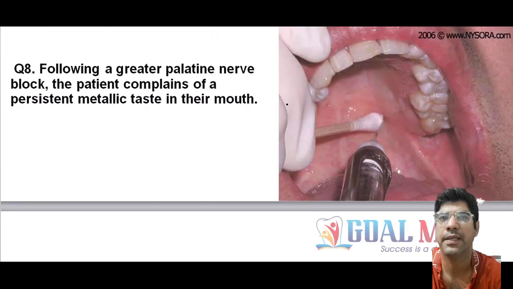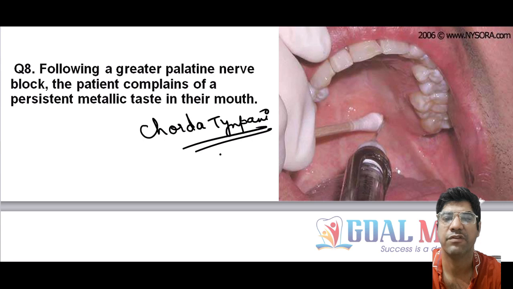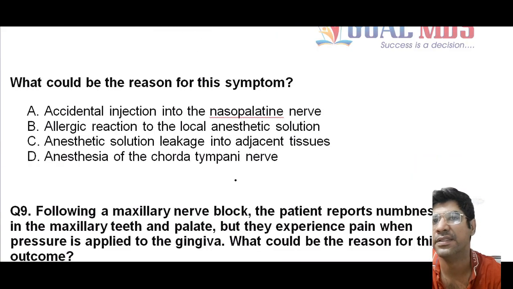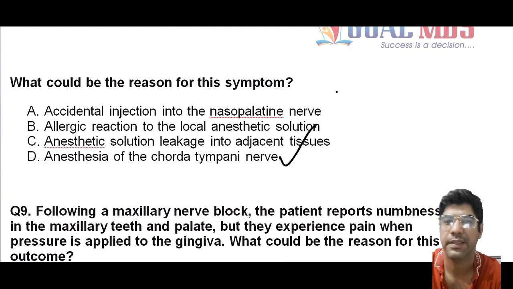Following a greater palatine nerve block, the patient complains of a persistent metallic taste in the mouth. Persistent metallic taste after a greater palatine nerve block suggests anesthesia of the chorda tympani nerve. It is a branch of the facial nerve that provides sensation to the anterior third of the tongue, including the taste of metals. So the answer here is D.